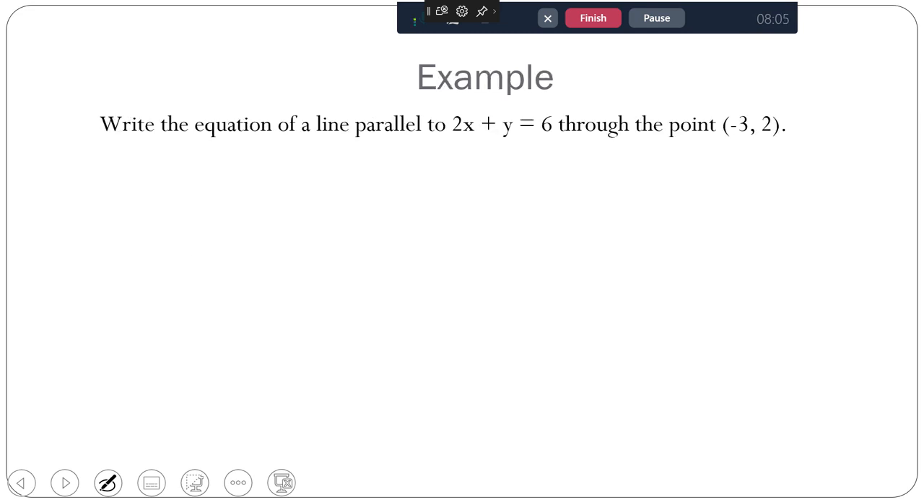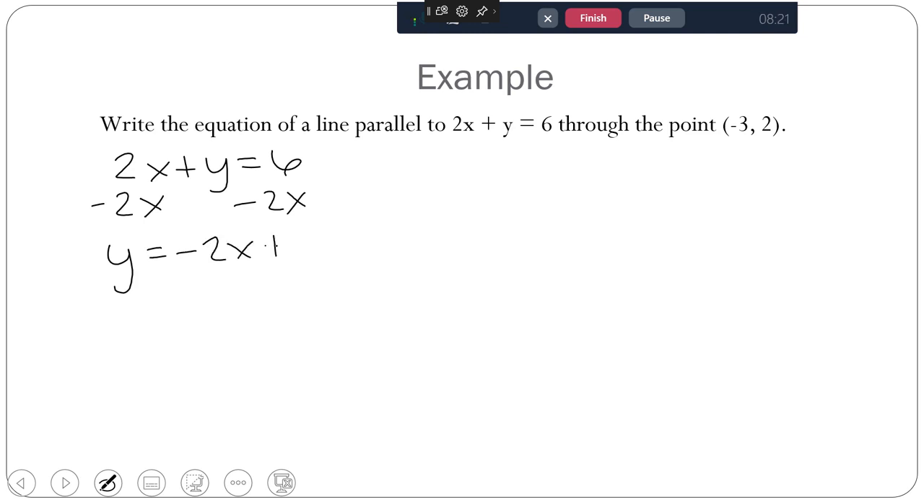Okay, so we have our original equation. We're going to take 2x plus y equals 6. I'm going to write this in slope-intercept form and identify my slope. So I'm going to subtract 2x from both sides. So I'm going to get y equals -2x plus 6. So my current slope is -2. So we're going to take that information and we're going to find the parallel slope. That means that my parallel slope is also -2.